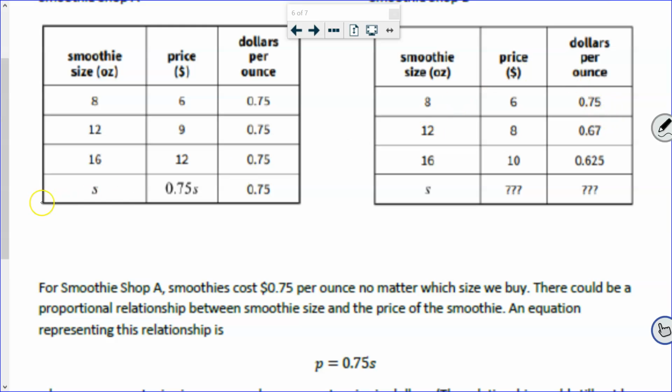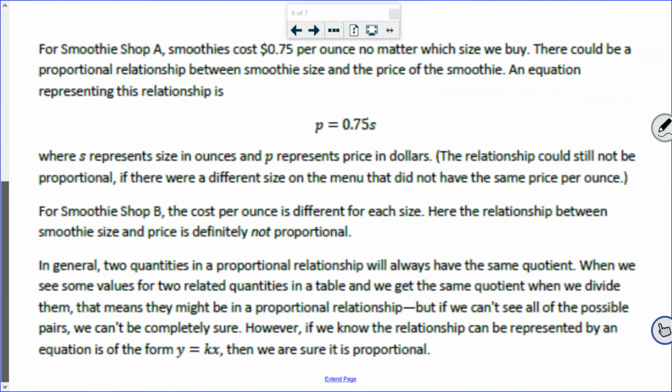And this one, Smoothie Shop B, the cost per ounce is different for each size. So here the relationship between smoothie size and price is definitely not proportional. That's worth noting. Here the relationship between smoothie size and price is definitely not proportional because the cost per ounce is different for each size. When it's different, it's not proportional.